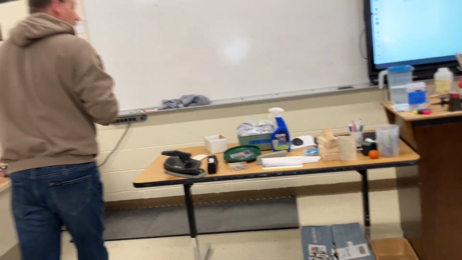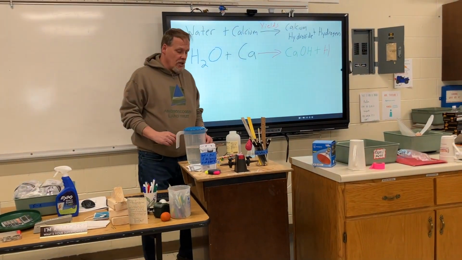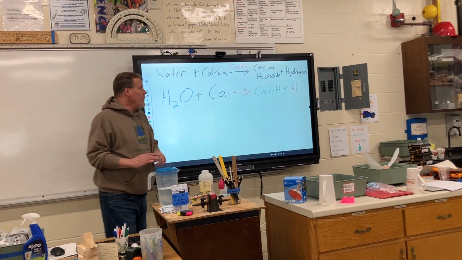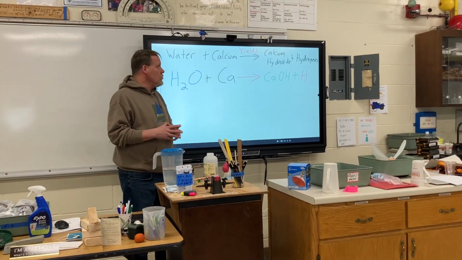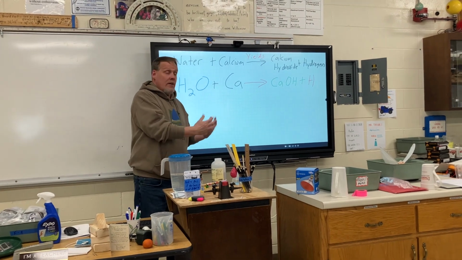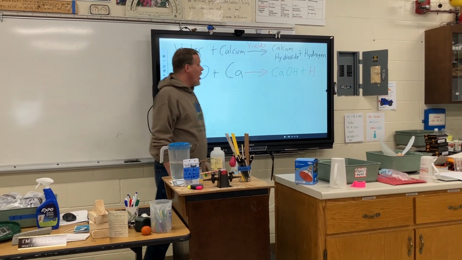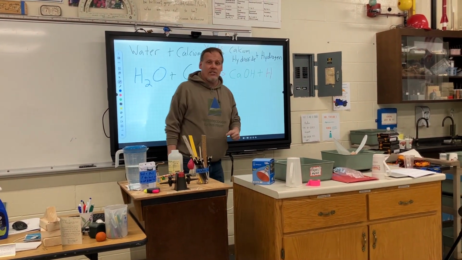So we're going to take this calcium metal and we're going to mix it with water. So the first part of our reaction is water plus calcium. And then in chemistry, we use this arrow, and the arrow means the word yields. Yields means to give off. So when we mix water and calcium, it's going to give off calcium hydroxide and hydrogen gas.